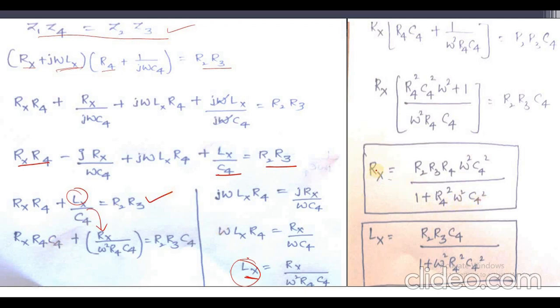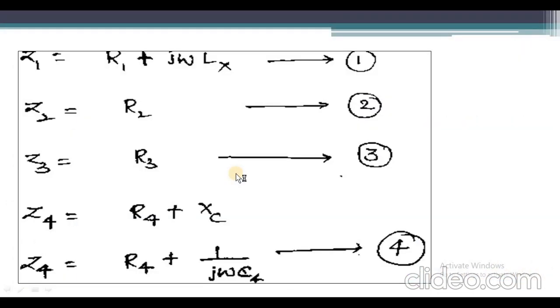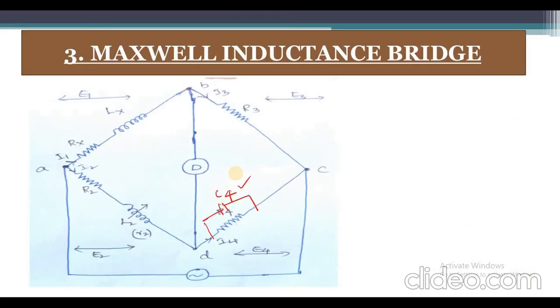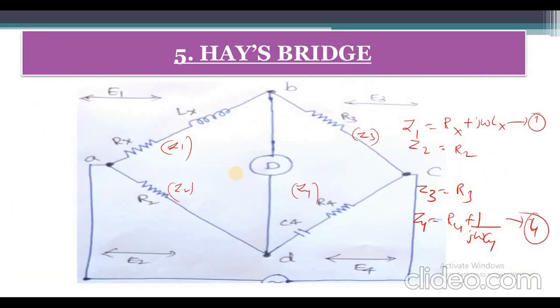So it can be modified like this. Similarly, if you substitute Rx in this particular equation, this Lx equation will be modified like this. So in this way, by using a Hayes bridge, we can find out the unknown inductance. Simple thing guys, by using Maxwell's inductance bridge, Maxwell's inductance and capacitance bridge, and Hayes bridge, by using all these three bridges, you can obtain the unknown inductance only. This is the important point you have to remember.